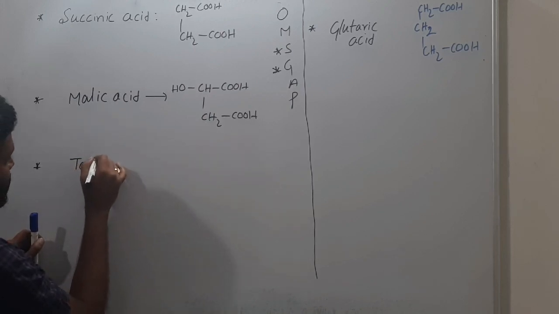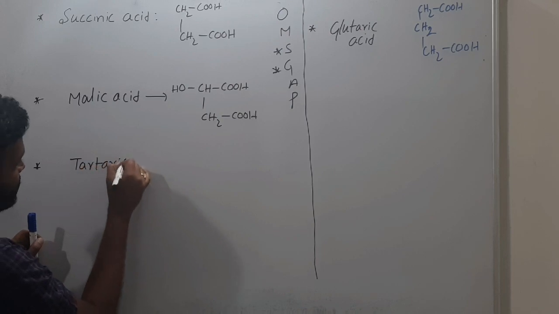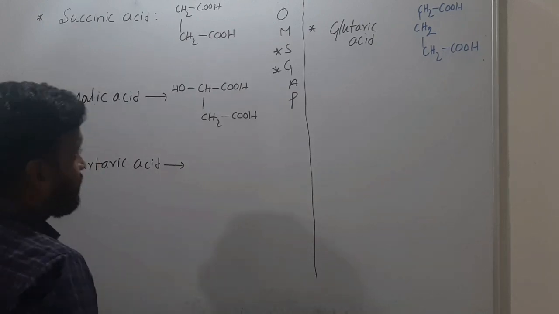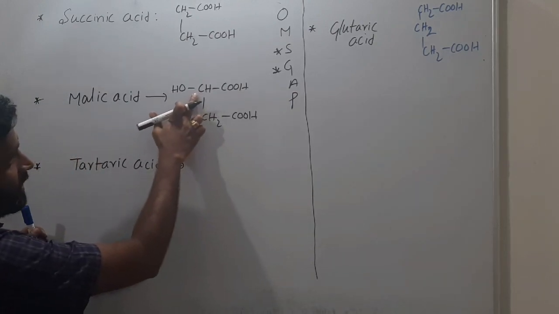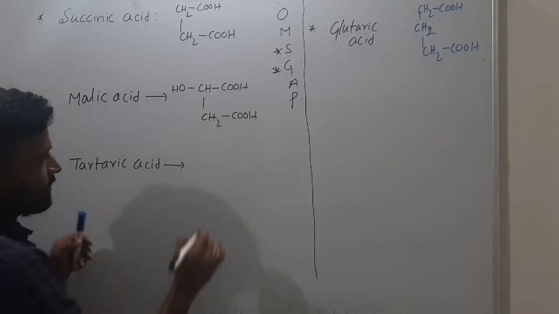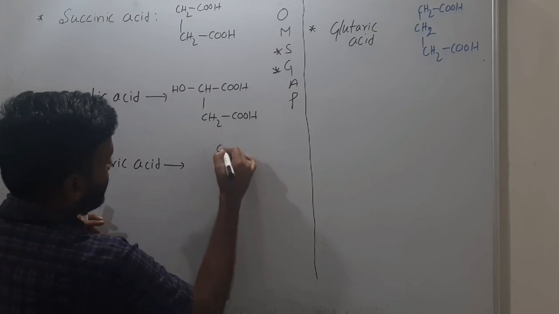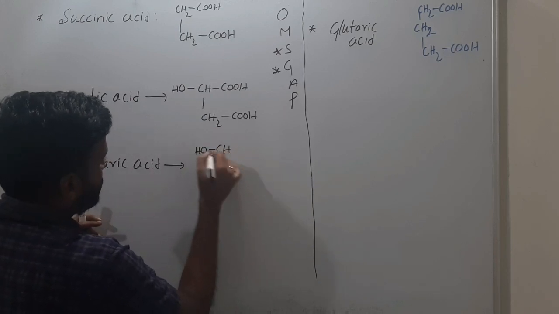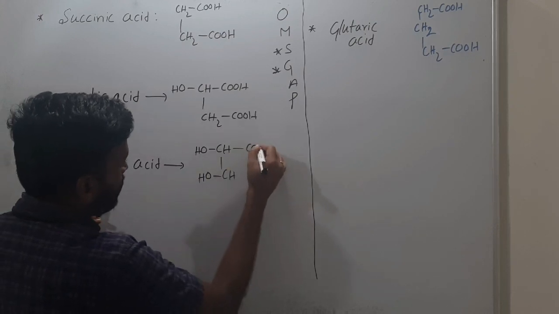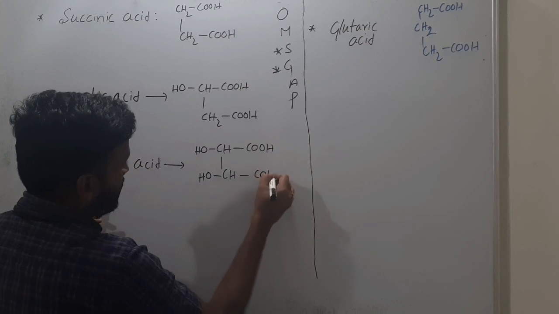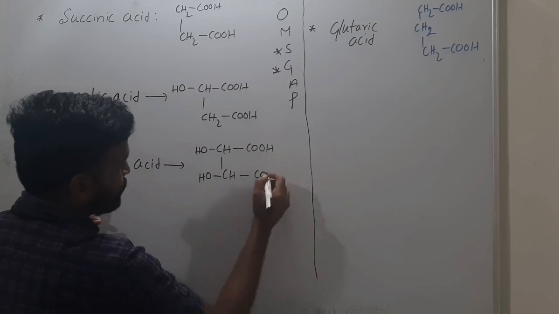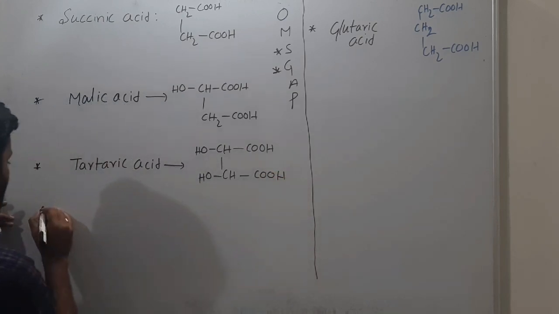And one more I'll give you here, tartaric acid. What is that? Tartaric acid is very simple. At this particular carbon you have OH, and here also if you have OH, that is called tartaric acid. So what will be the tartaric acid formula? COOH, CH, OH, CH, OH, COOH. Got it? This is tartaric acid.